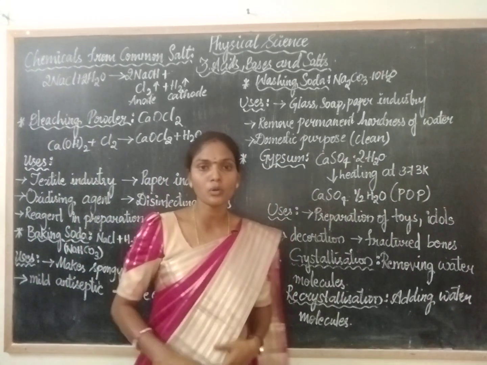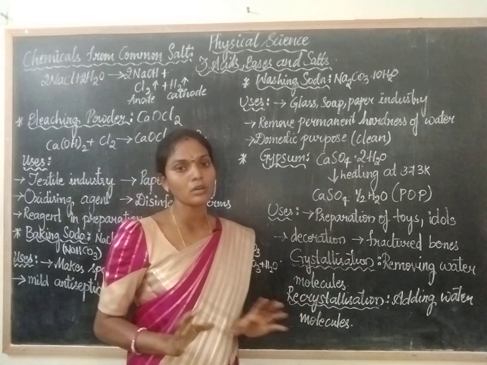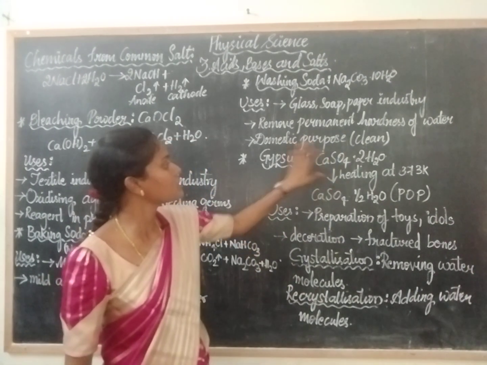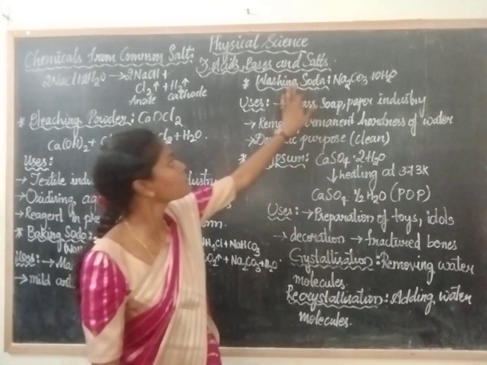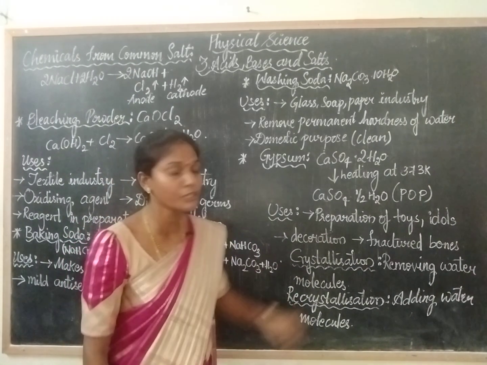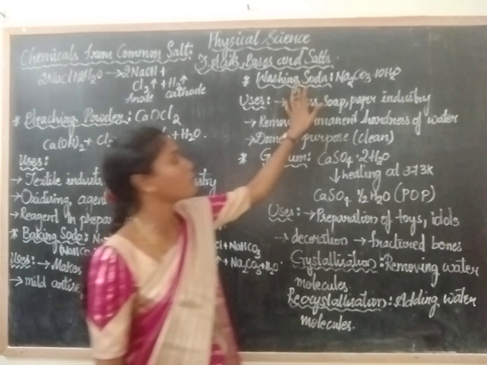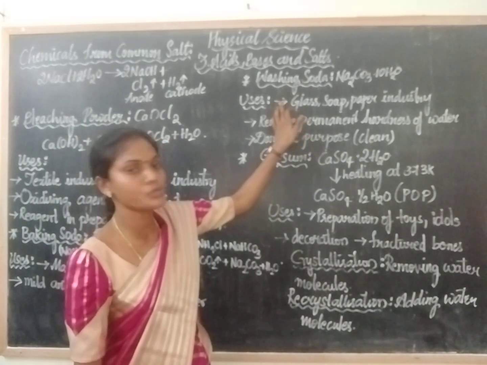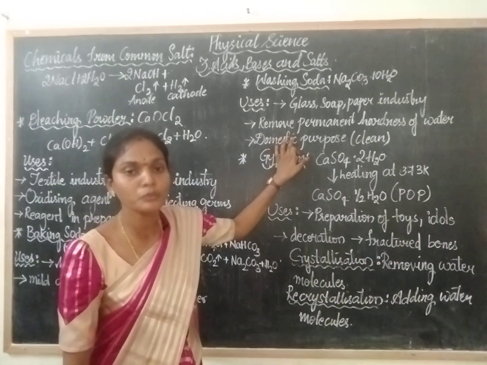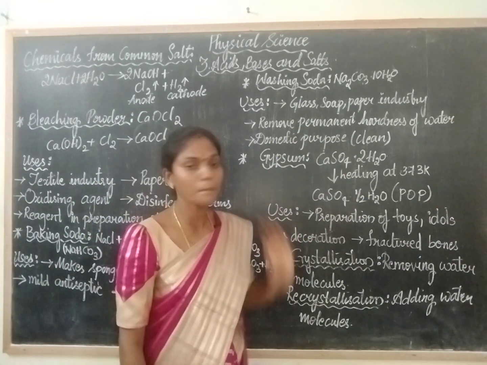It is used in the cleaning of glasses. For example, you can take kaolin. Yes, we use kaolin to make our glass look very clear. So it is used in cleaning for domestic purposes. Washing soda is obtained from recrystallization, meaning adding of water molecules. Na2CO3·10H2O is the chemical formula for washing soda. Where can we use it? It is used in the glass, soap, and paper industry. It is used to remove the permanent hardness of water, and it is used for domestic cleaning purposes.